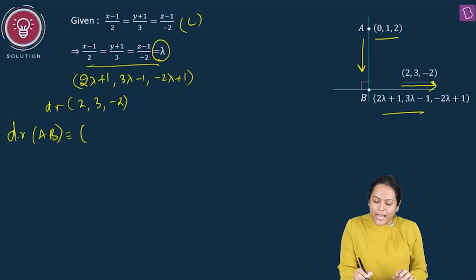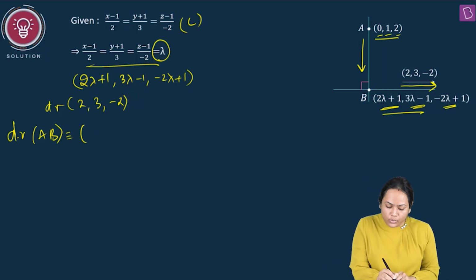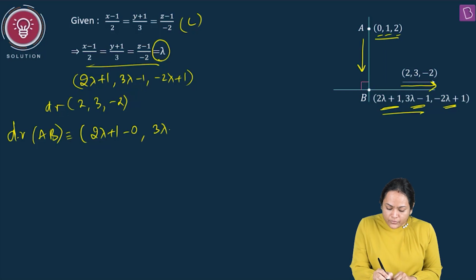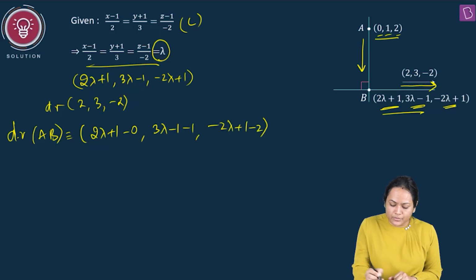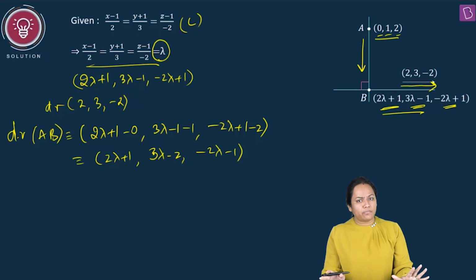Well, we have to subtract x coordinates, similarly the y coordinate as well as the z coordinate. So when I do that, it's going to become 2 lambda plus 1 minus 0, 3 lambda minus 1 minus 1, minus 2 lambda plus 1 minus 2, which can be further written as 2 lambda plus 1, 3 lambda minus 2, minus 2 lambda minus 1. This is the direction ratio of AB.